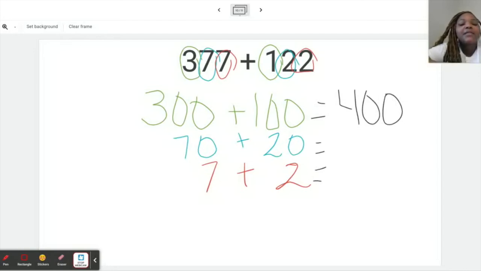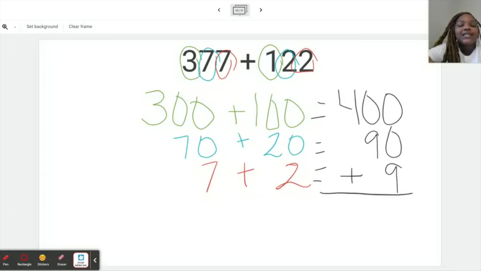I go down to my tens. I say we have 70 plus 20. What's 70 plus 20? Right, if you said 90, you are right. 70 plus 20 is 90. And then I go down, we have 7 plus 2 in our ones. And just like the one above, it's going to give us a 9.